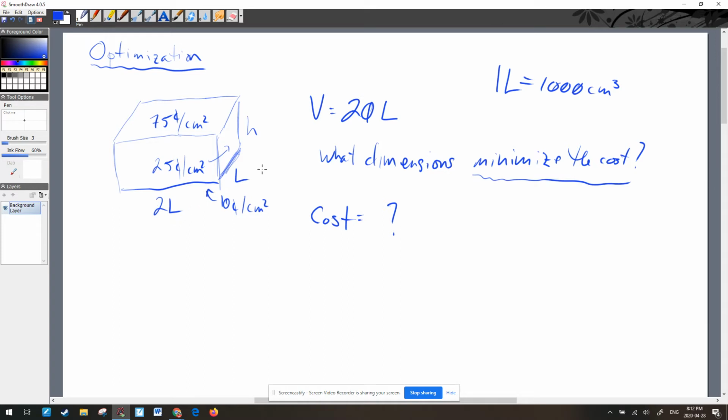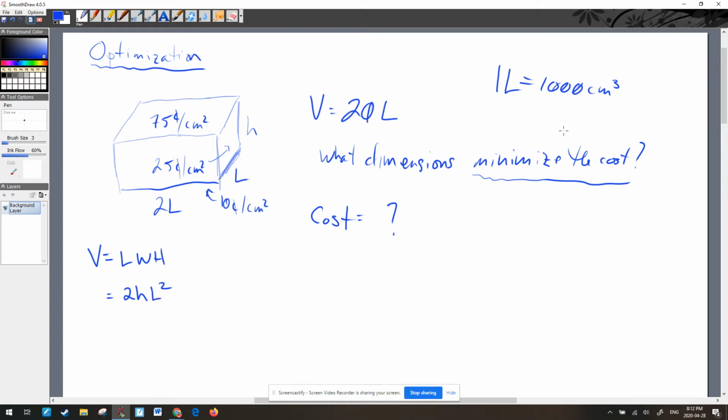So there's some other things that we know. Well, we're going to need the volume calculation. So we know that volume of a rectangular prism is length times width times height. But in this case, the width is 2L and then L and H. So if I simplify that, it's going to be 2HL squared is what the volume is. But I know what the volume is.